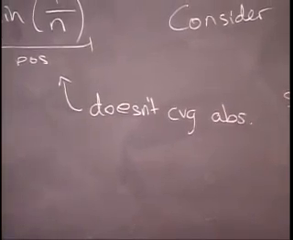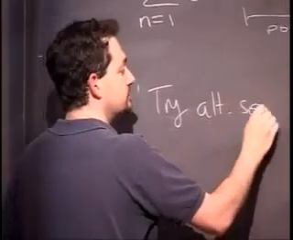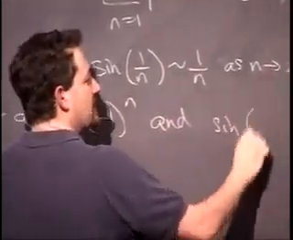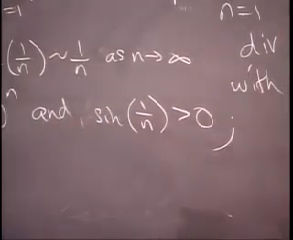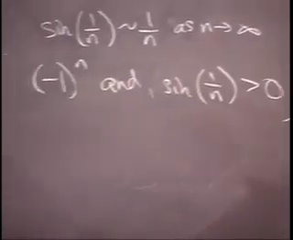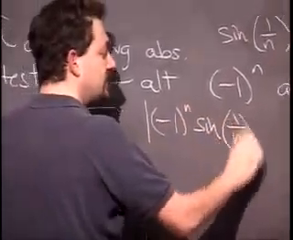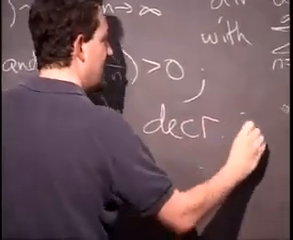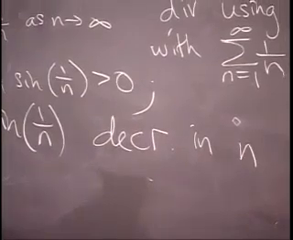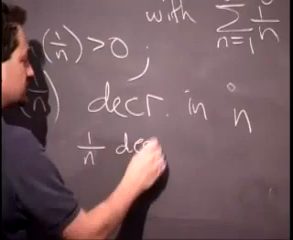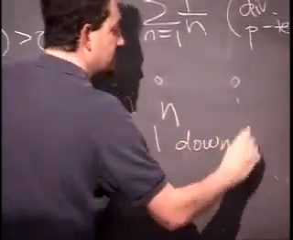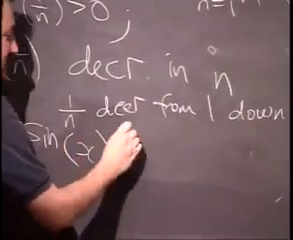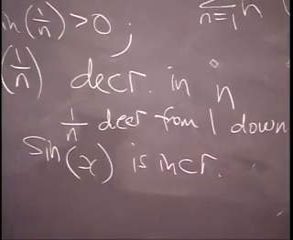On the other hand, let's try the alternating series test. It's clearly alternating because of the minus 1 to the n, and sine 1 over n is positive. Also, if you just consider the absolute value of the terms, which means ignoring the minus 1 to the n, which is sine 1 over n, this is clearly decreasing in n. I say clearly, I mean, if you really want to justify it, and it's not a bad idea, notice that 1 over n is decreasing from 1 down to 0 in the limit, and sine of x is increasing, so sine 1 over n is decreasing.